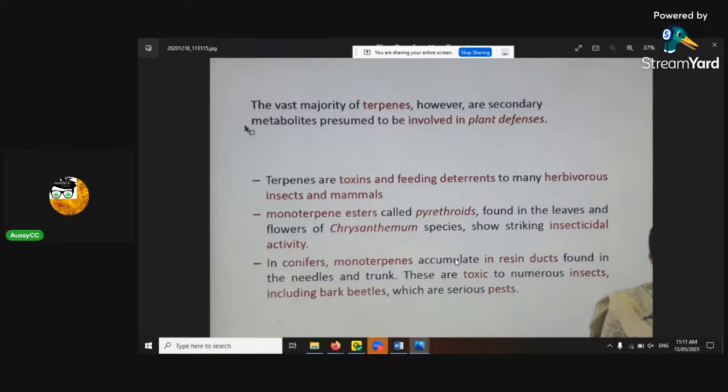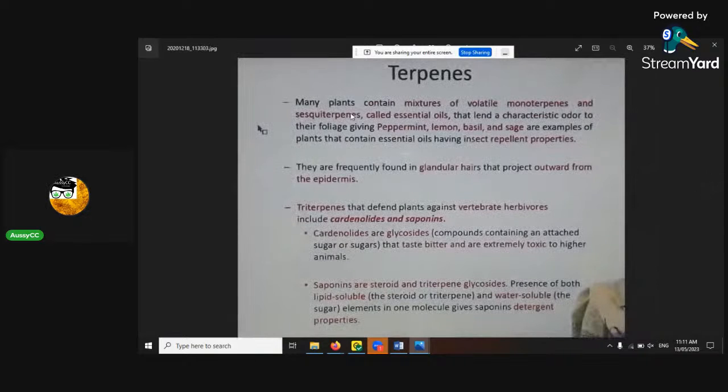In conifers, I'm not going to read the conifers because this is to do with medical cannabis, but pyrethroids are very good, a botanical organic approach to controlling insects. And they're a monoterpene, as it says. Many plants contain mixtures of volatile monoterpenes and sesquiterpenes called essential oils that lead to characteristic odors like peppermint, lemon, basil, all these different properties that we get out of our medical cannabis. There's hundreds of different ones in those different varieties. That's why it's such a medicinal plant.